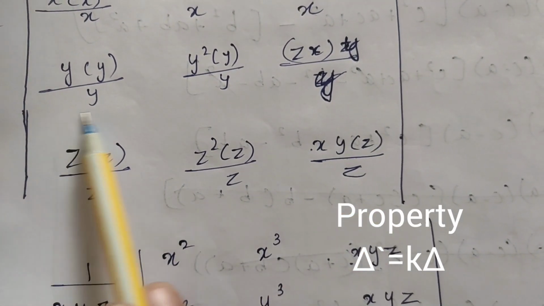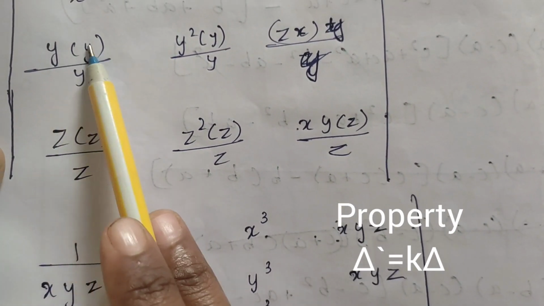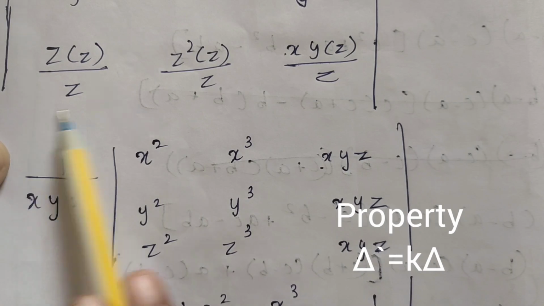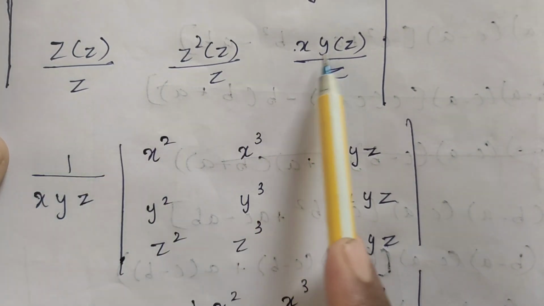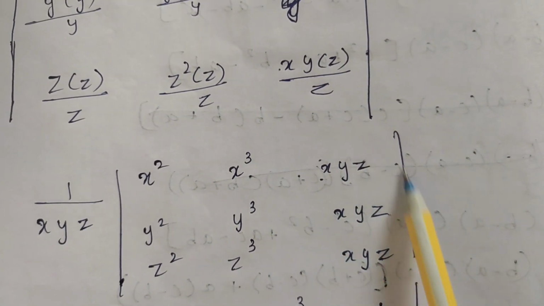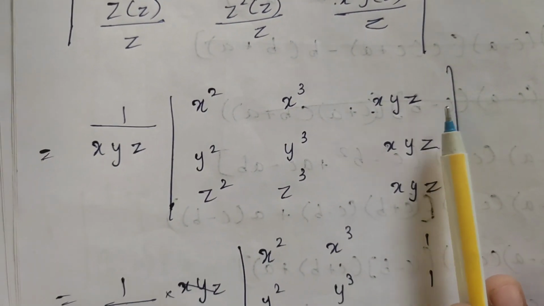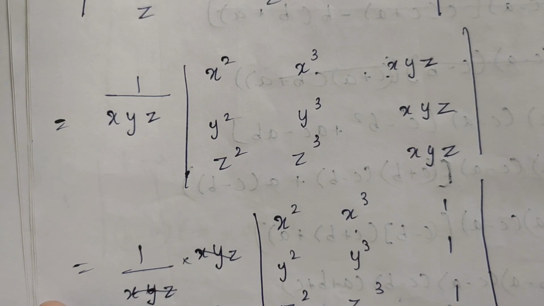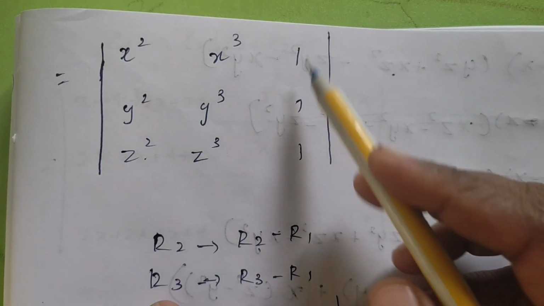Okay. From the second row, I'll take 1 by y out. I'll be having y square, y cube, xyz. From the third row, I'll take 1 by z out: z square, z cube, xyz in the numerator. It remains the same. From the last column, xyz is common, so I'll take xyz outside. So xyz by xyz. Now this third column, we have 1, 1, 1.